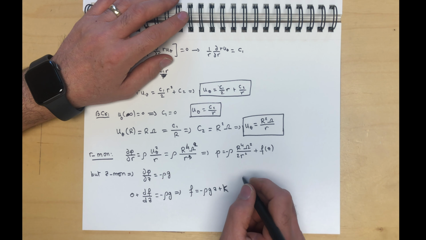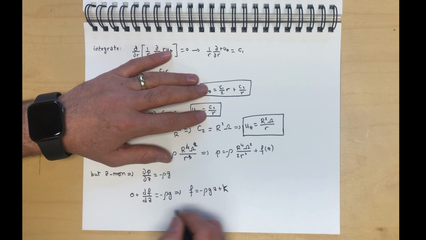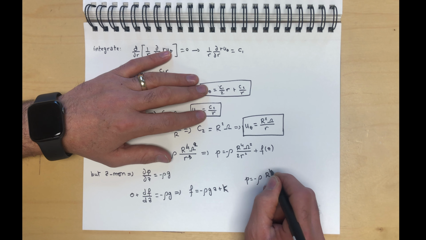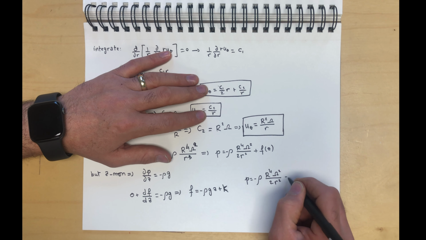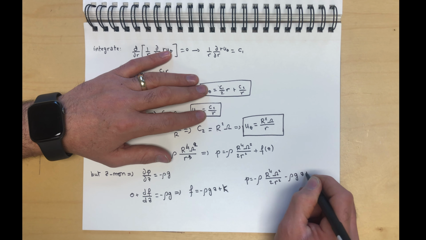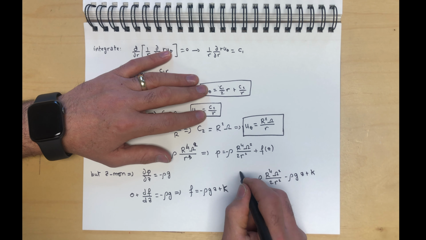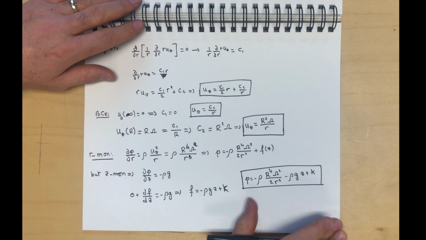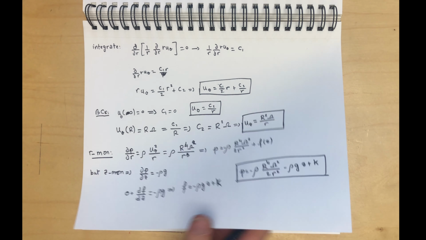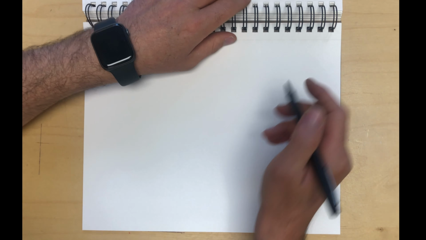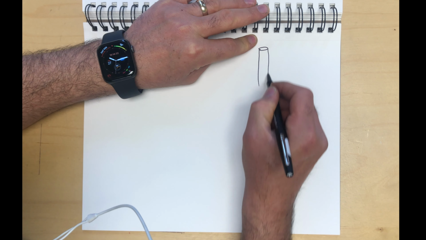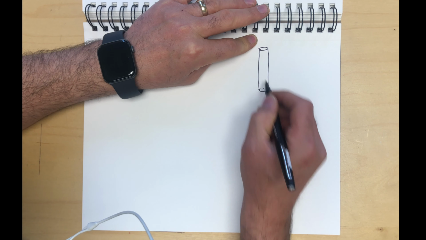So finally, this completes the solution for the pressure: P is equal to minus rho R to the fourth omega squared over 2 R squared minus rho gz plus k. We still need to find k. All right, so how do we find k? We're going to take the same fluid, the rod, and that's immersed in the fluid.